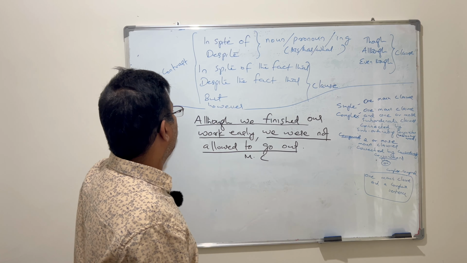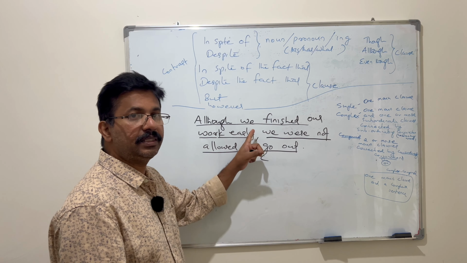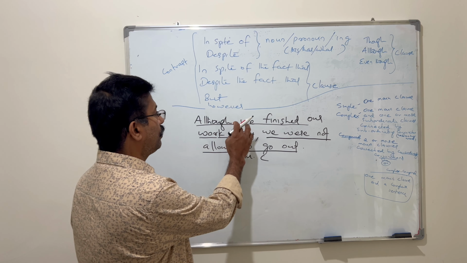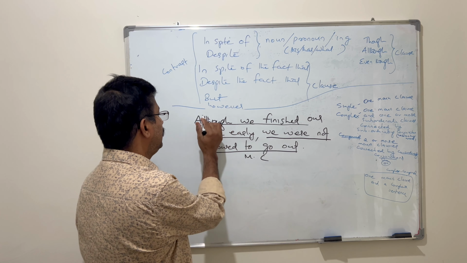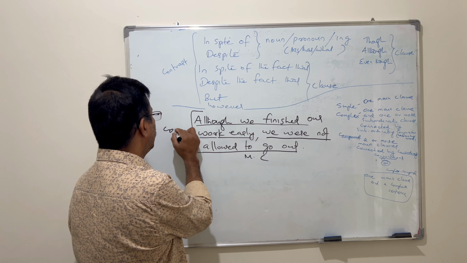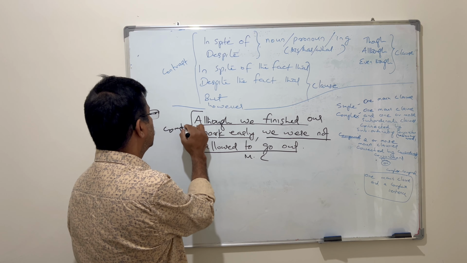Okay, so this is the subordinating conjunction. "Although" is a subordinating conjunction, and this is a complex sentence because there is one subordinate clause and there is one main clause. So this is a complex sentence.